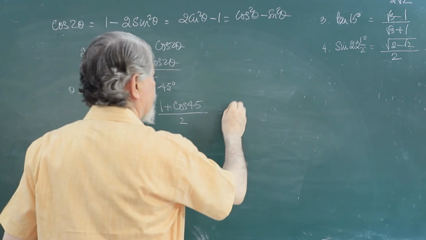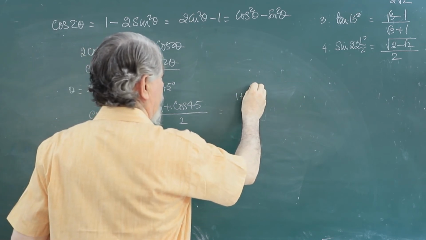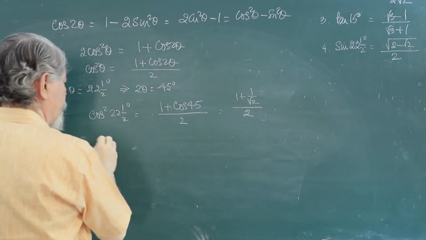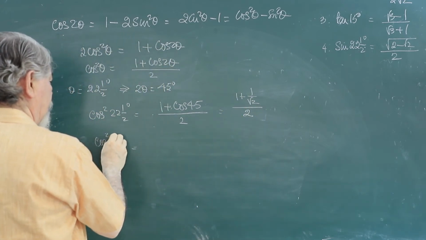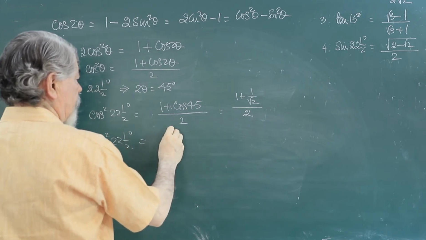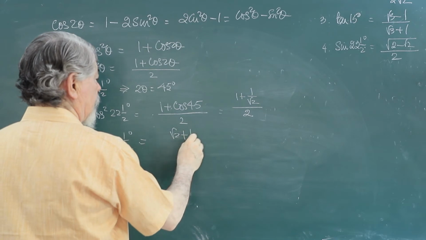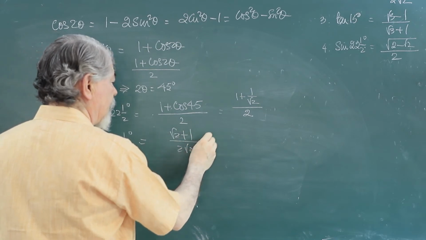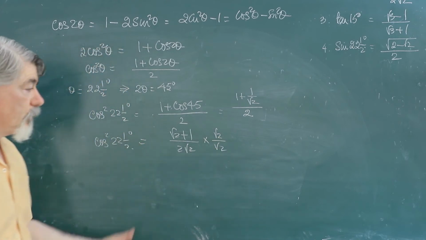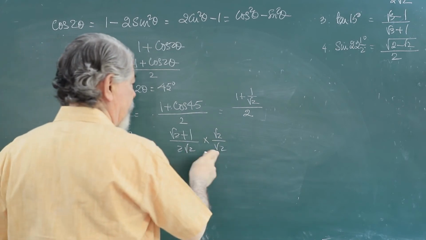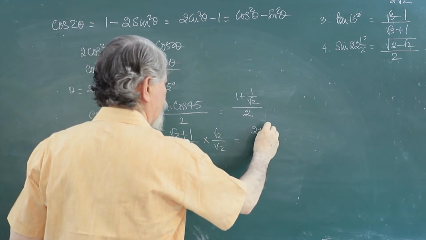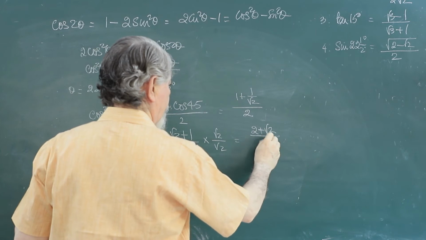Again it is 1 plus 1 upon root 2, upon 2, and cos square 22 and a half degree will come out to be root 2 plus 1 upon 2 root 2. Again I am going to multiply numerator as well as denominator by root 2 to get 4. So root 2 into root 2 will be 2, plus root 2 upon 4.